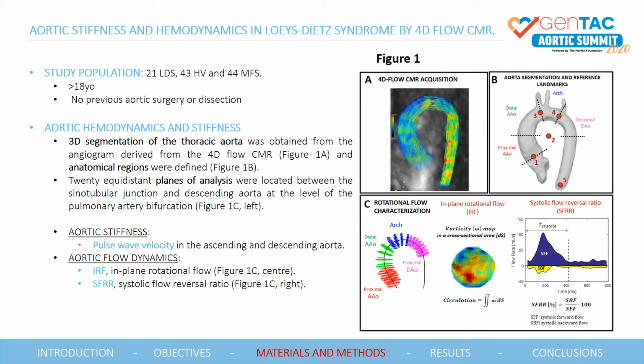20 equidistant planes of analysis were located between the sinotubular junction and the descending aorta at the level of the pulmonary artery bifurcation. You can see this at the left part of figure 1c. And pulse wave velocity as a marker of aortic stiffness was obtained for the ascending and the descending aorta. Aortic flow dynamics was studied by IRF, which is in-plane rotational flow, and systolic flow reversal ratio, parameters that are related to vorticity and helicity of flow, respectively.